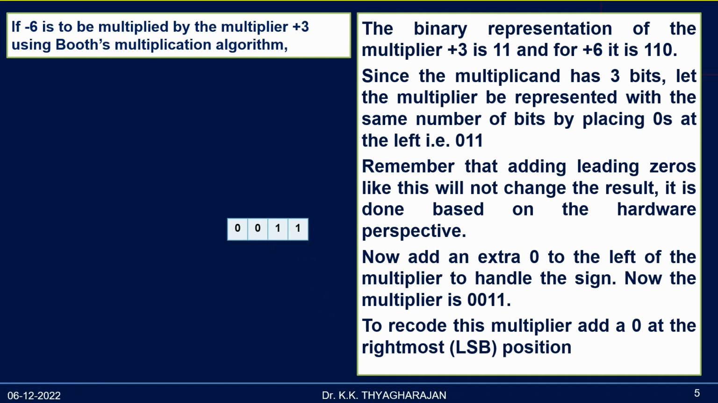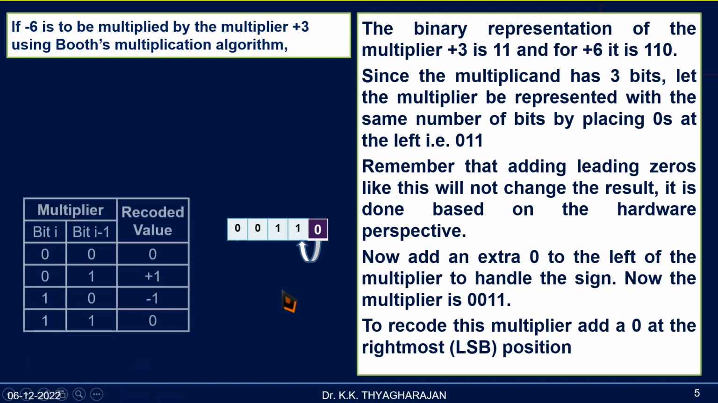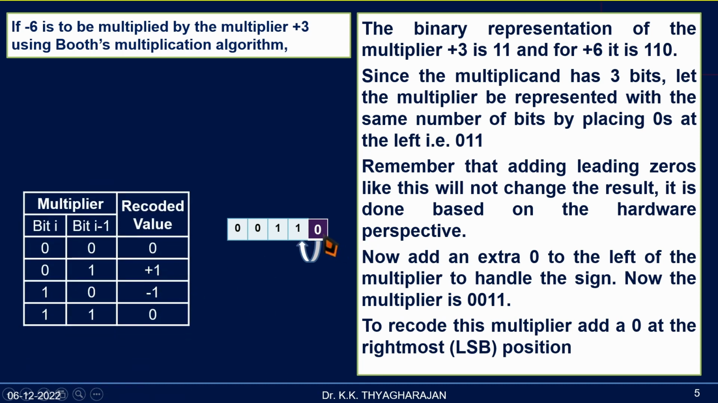To recode this multiplier, add a 0 at the rightmost position. Now this bit is to be recoded. So this is the ith bit and I minus 1th bit is 0 now. So use the table. The ith bit is 1, I minus 1 bit is 0. So it is to be recoded as minus 1. Now you consider this bit. The ith bit is 1 and I minus 1 bit is also 1. So it should be recoded as 0.